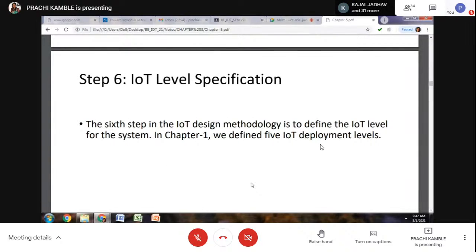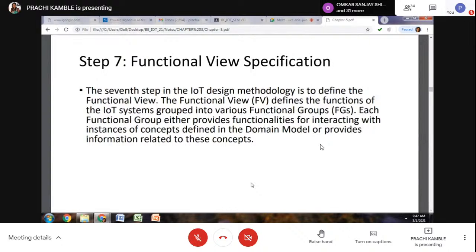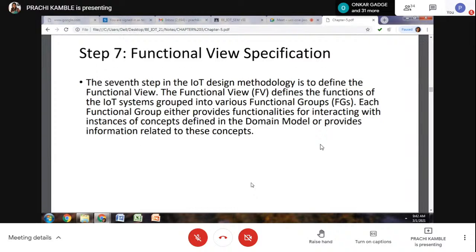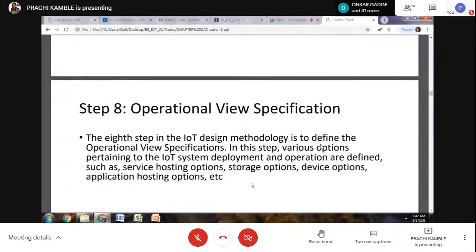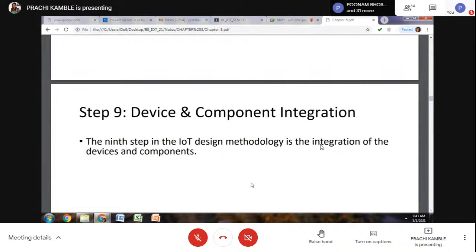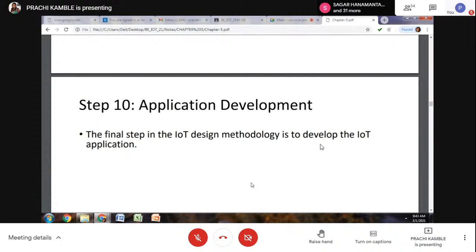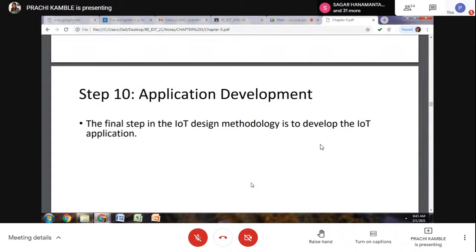Then IoT level specification, also very important, that we have studied in chapter 1, based on the application and the integration. Then there is a functional view specification for the group and operational view specification. Then there is device and component integration, that is the hardware interfacing you need to learn, and then develop the device. Okay. These are the 10 methodology steps for IoT design.